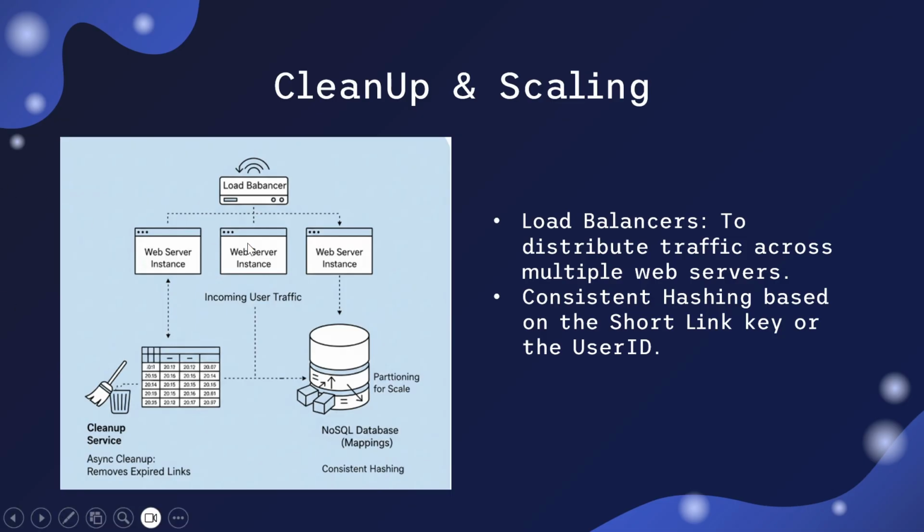For global scale, we use load balancers to distribute traffic across multiple web servers. For database partitioning, we can partition our data using consistent hashing based on the short link key or the user ID. This ensures that as we grow, we can just add more database nodes without a massive headache.